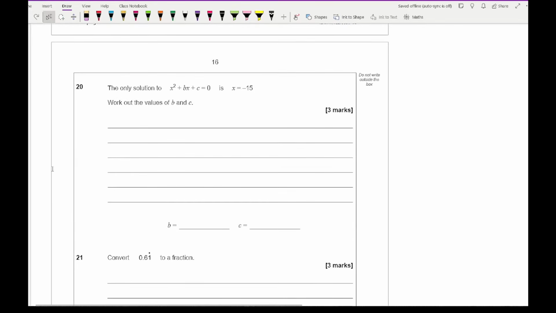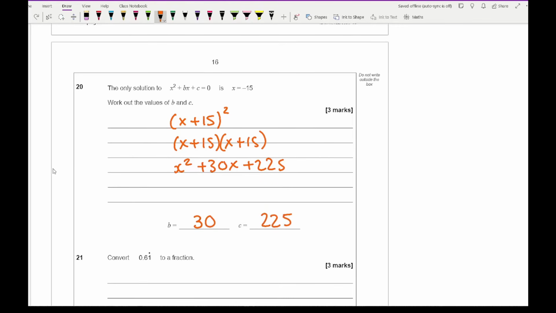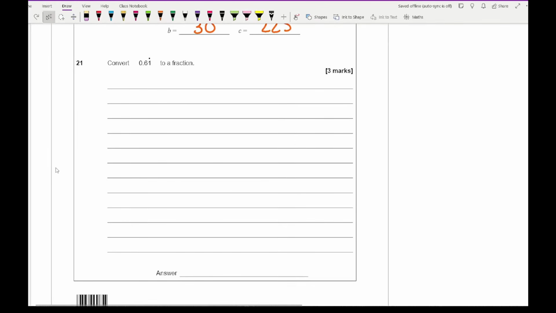Moving on to question 20, it says the only solution for x squared plus bx plus c is minus 15. Work out the value of bc. Well, if there's only one solution, then that means that it must be a repeated bracket, and the number inside the bracket must be the opposite of the answer, so it's going to be plus 15. So this then becomes x plus 15, x plus 15. Then expanding the brackets, you should end up with x squared plus 30x plus 225. So b is going to equal 30 and c is going to equal 225. Question 21 says convert 0.61 as a fraction.